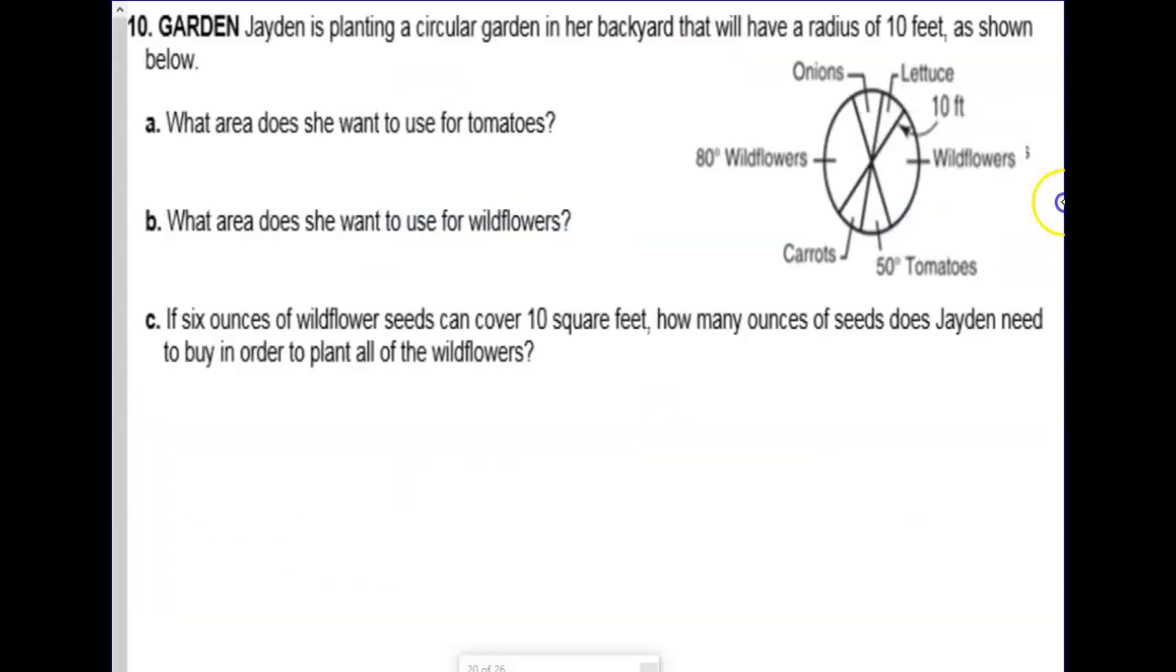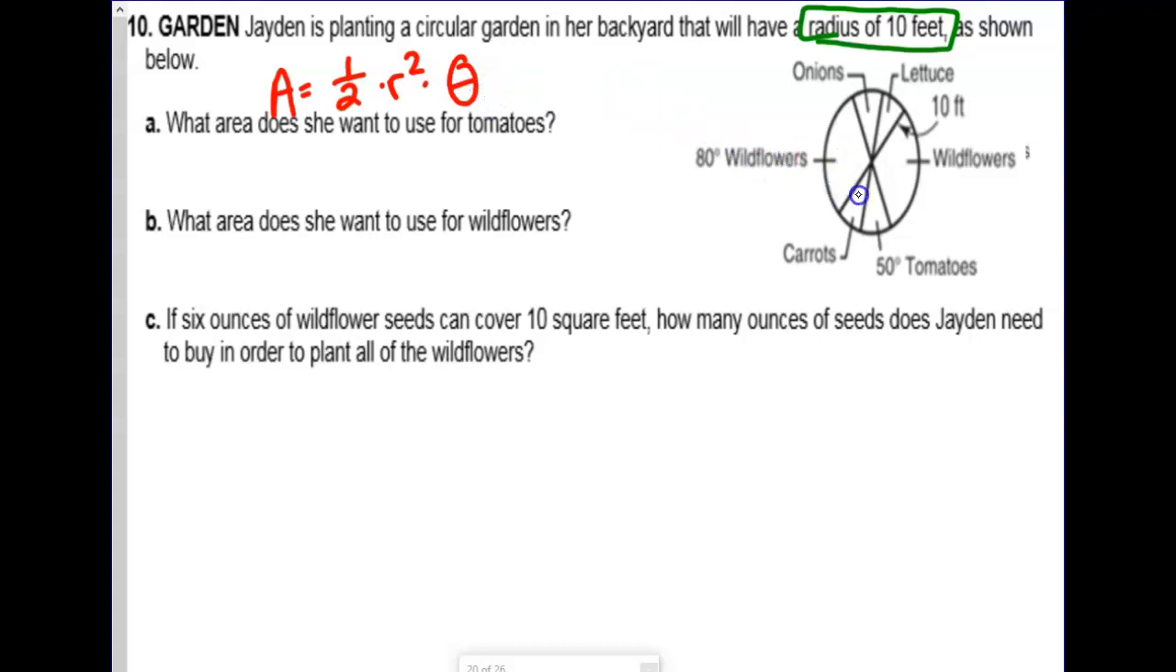So the first question they have for you is we have the circular garden, and there's a radius of 10 feet on this circle. There's little sectors that they've broken it into, and they want to first talk about what area does she use for tomatoes. So area of a sector, remember, we just talked about that as 1/2 times r squared times theta, remembering that your angle has to be in radians.